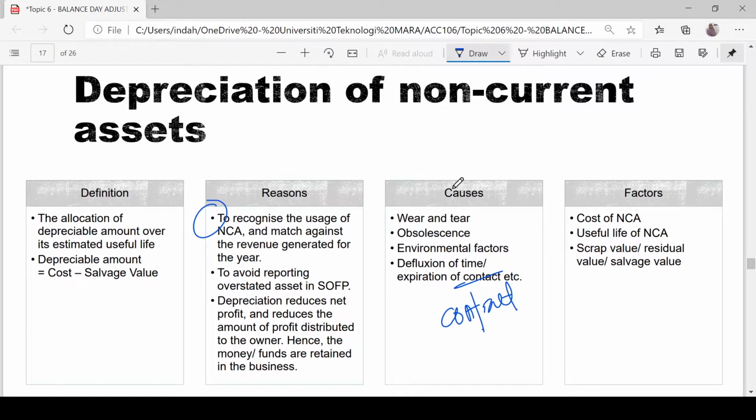All right, so the factors that we need to consider when we provide for depreciation are the cost of the non-current asset, the useful life of the non-current asset, and if there is any scrap value, residual value, or salvage value.